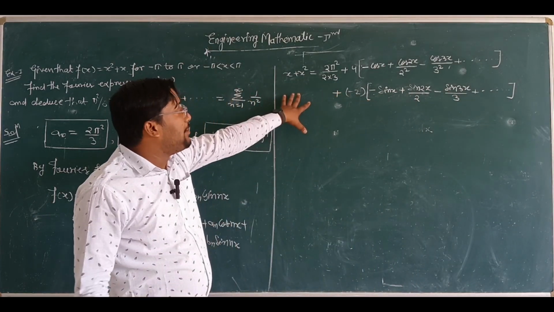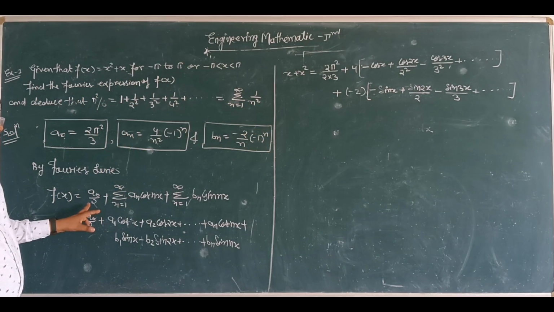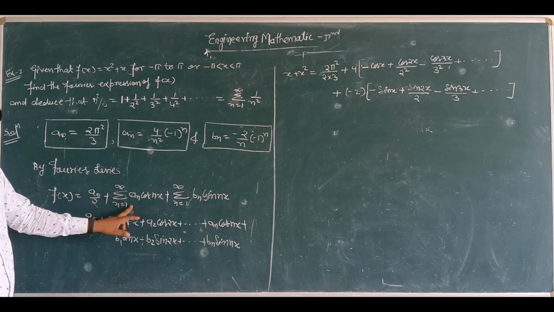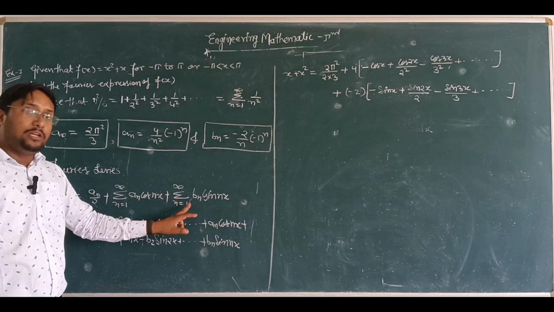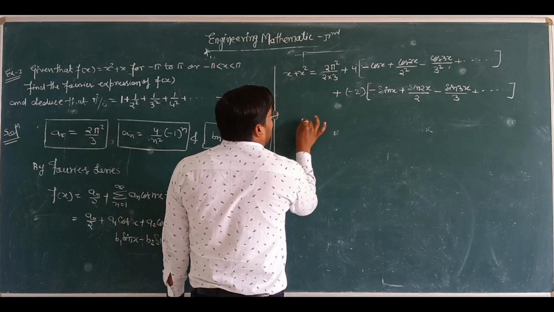Now this is a Fourier series function of a0 by 2 plus summation n equal to 1 to infinite an cos nx plus summation n equal to 1 to infinite bn sin nx. Now you can write this equation.